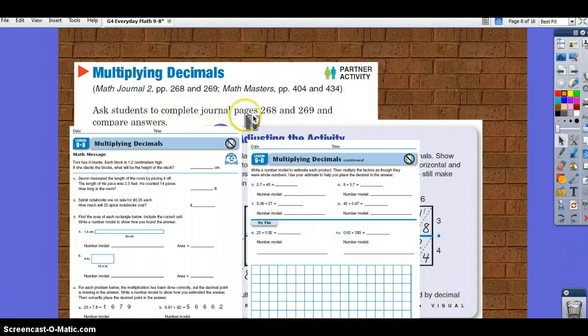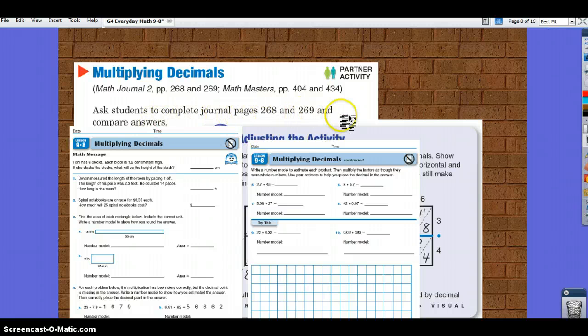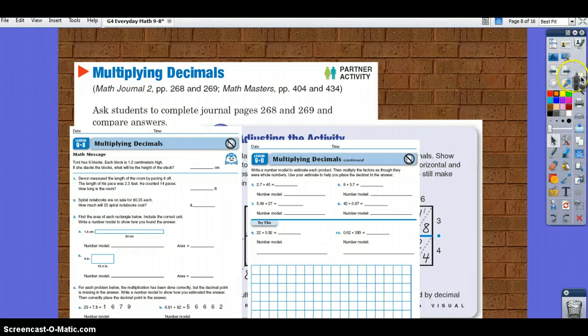You need to complete journal pages 268 and 269. You can compare your answers with another friend, or when you get done with 9-8 page 268, go up to the answer key and check it. If there's any you don't understand, make sure you come back to the table to me and I will help you with it. If you did those all correctly, then go ahead and go on to page 269. Finish those and then also go correct them in the answer key.